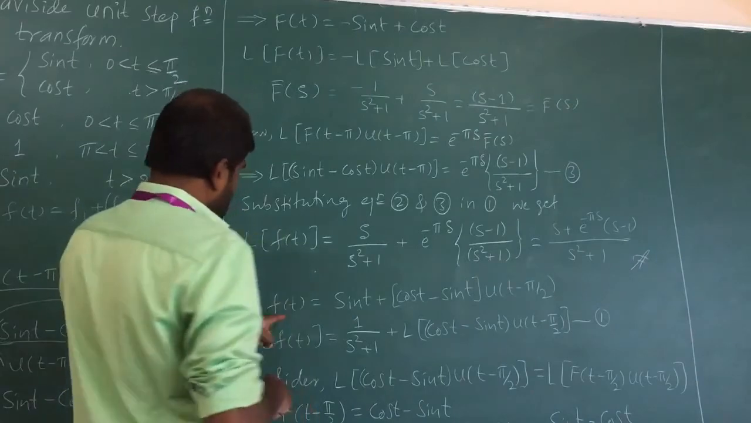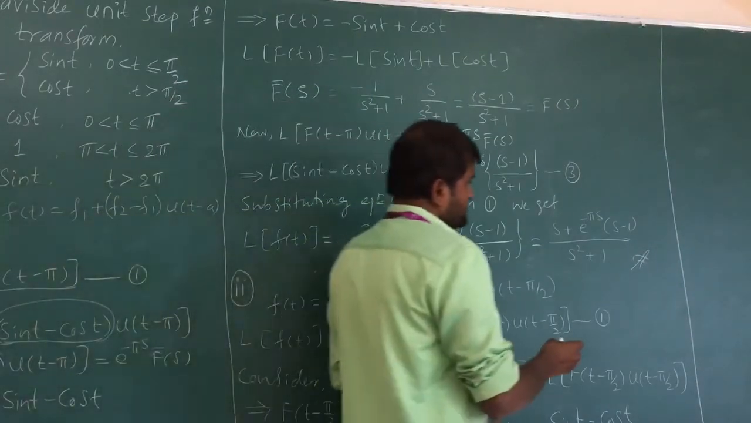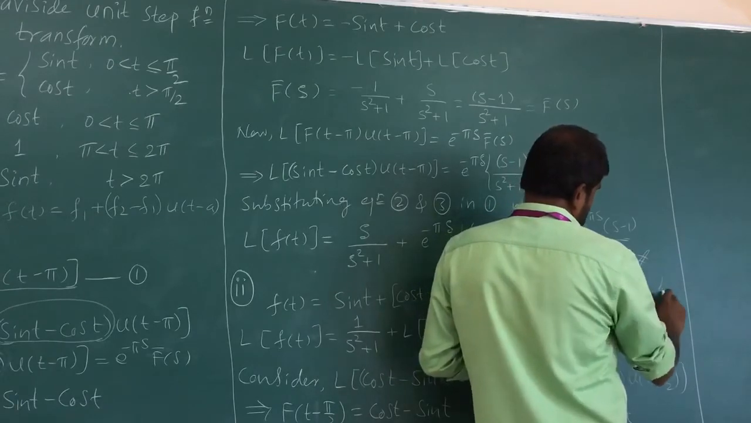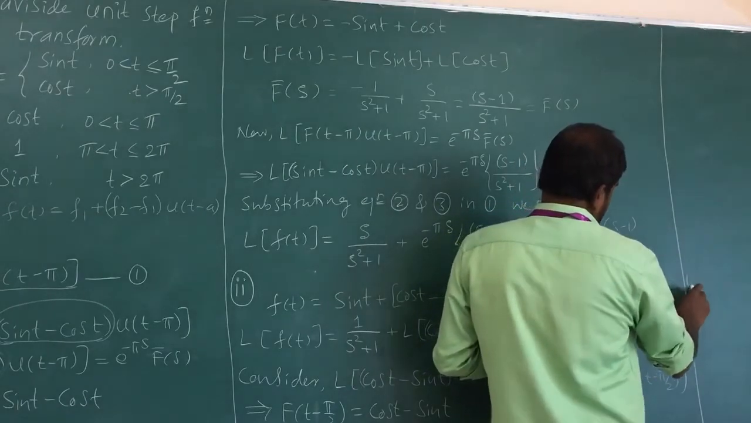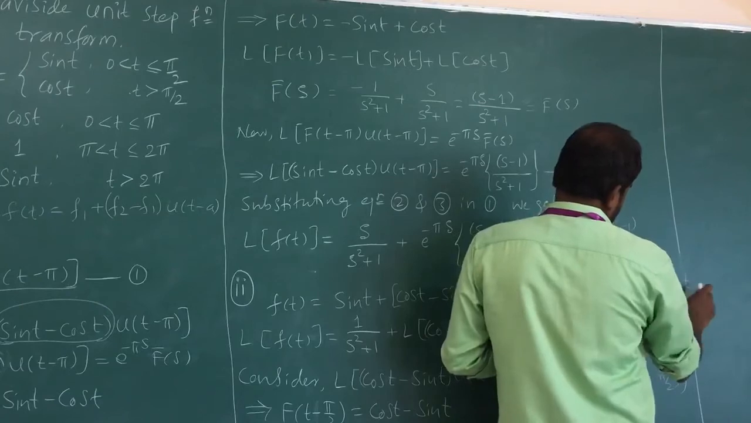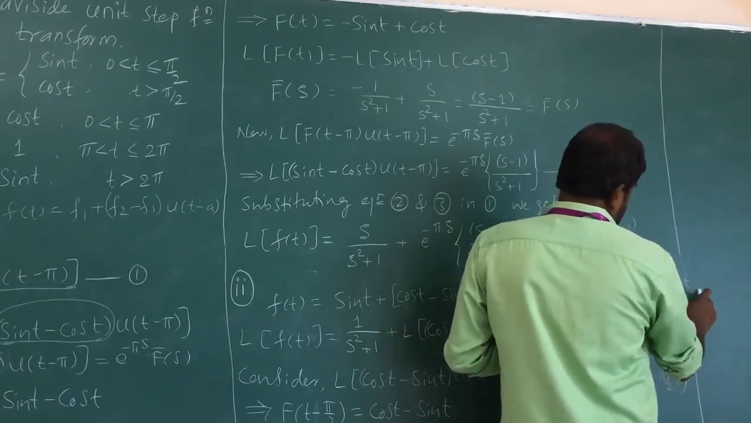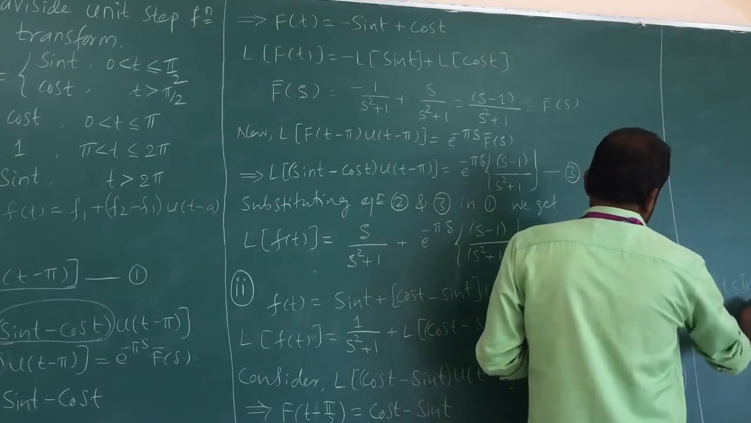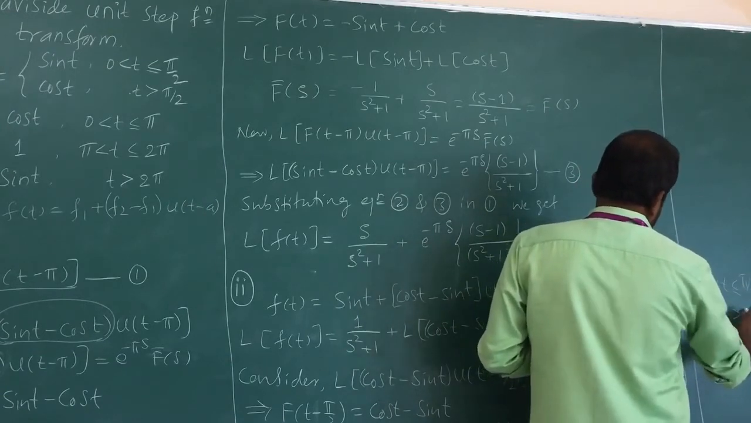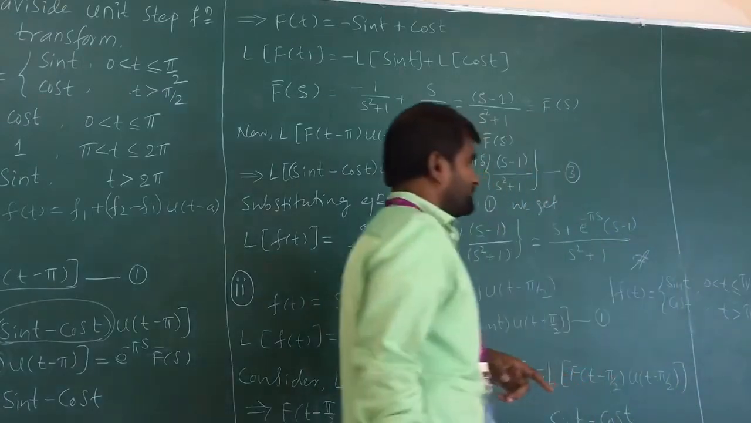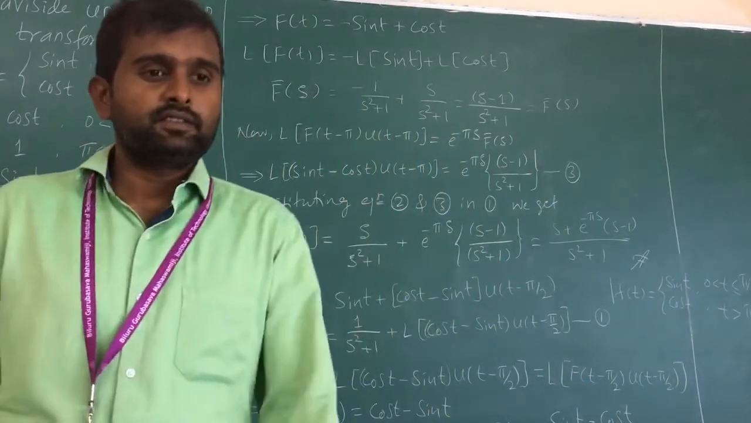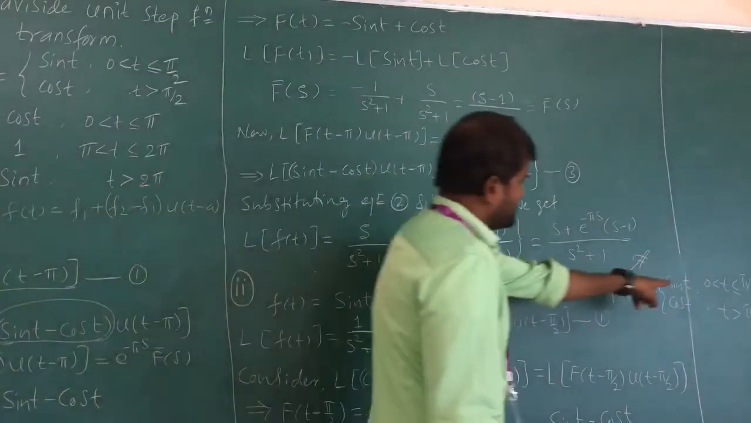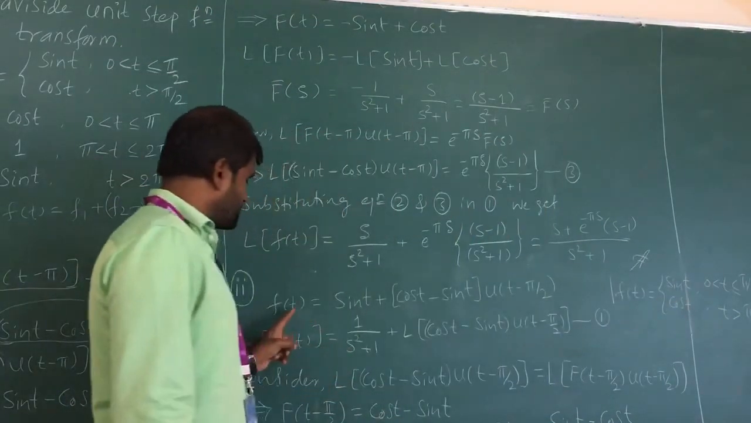Now your function f of t is sin t, right? Sin t, then cos t. The sin t is for 0 to pi by 2, and cos t for t greater than pi by 2. This is the function. So here we have this f1, f2. Now f of t.